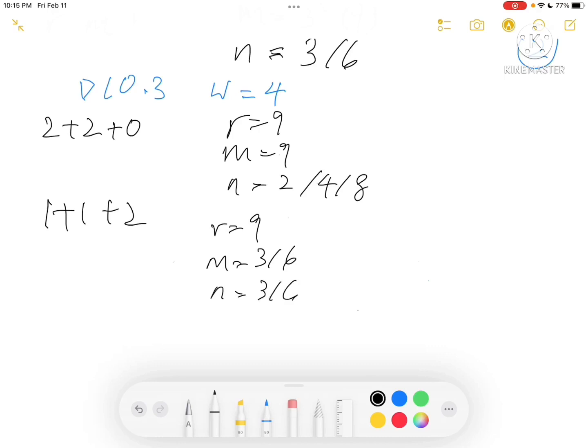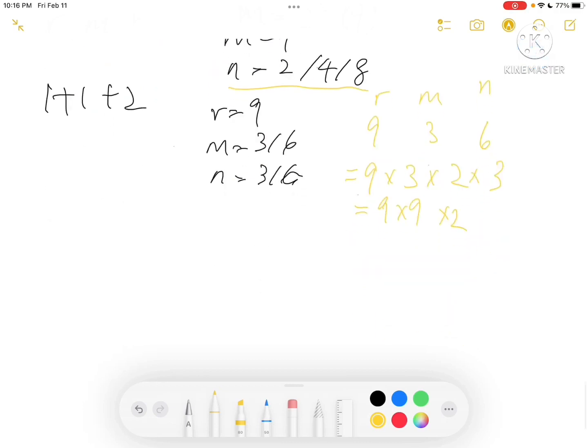However, there is a trap here. We can't just count the number of total values for r, m, and n. Think of it in this way. If we have r is equal to 9, m is equal to 3, and n is equal to 6, this is the same as 9 times 3 times 2 times 3, which is equal to 9 times 9 times 2, which is actually essentially the same as this case above. Hence, we have to check for all of the possible cases to avoid making a mistake.